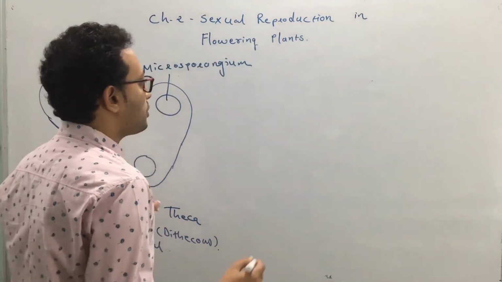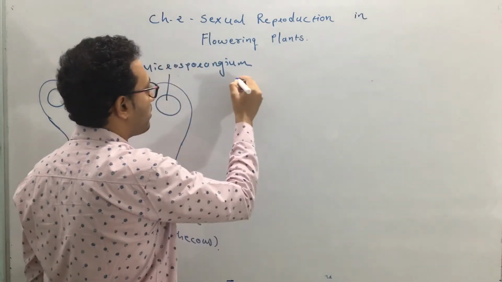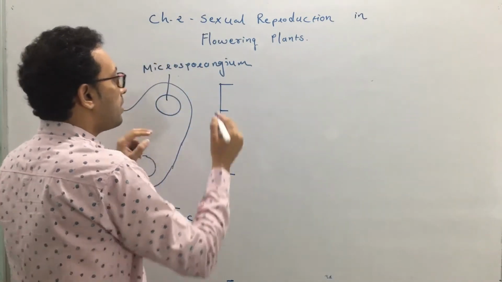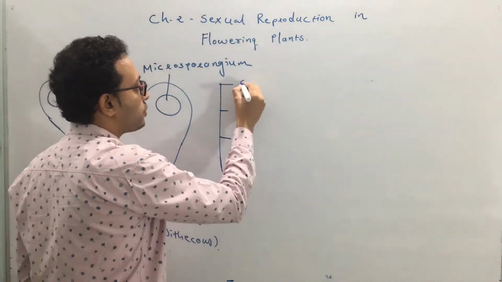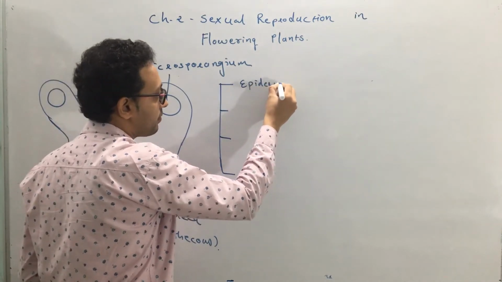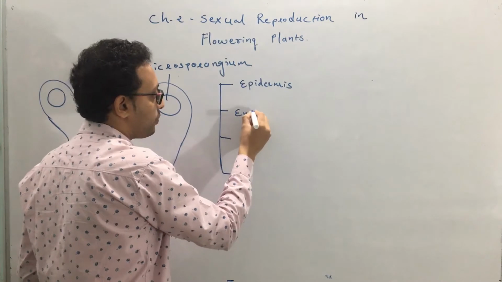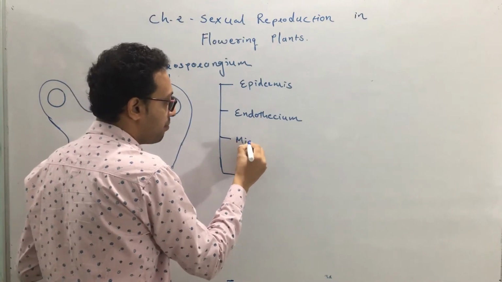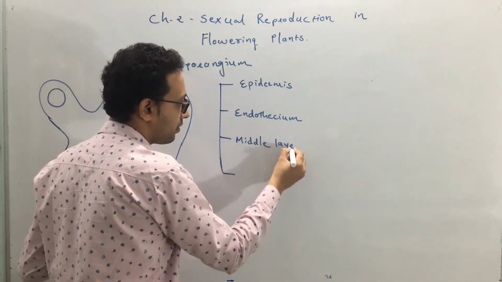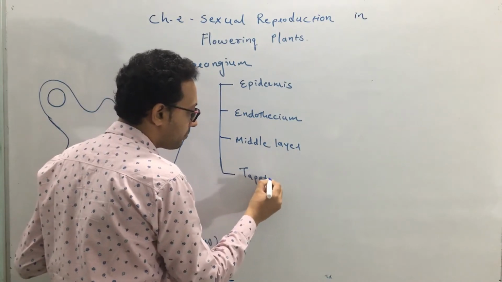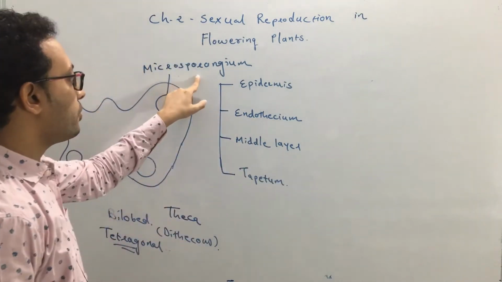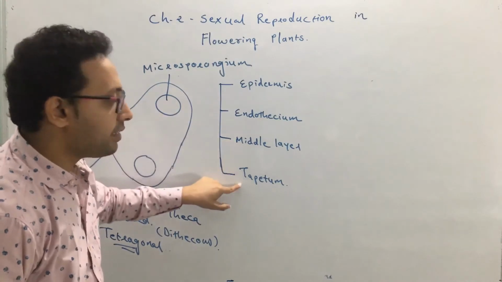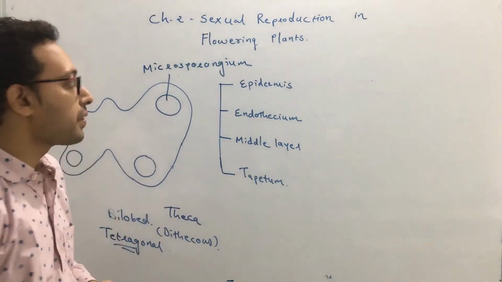So I will enlarge this part. This microsporangium contains 4 layers. Which are the 4 layers? The first layer of a microsporangium is called the epidermis. The second layer is called the endothecium. The third layer is called the middle layer, and the fourth layer is called the tapetum. So the microsporangium has 4 layers: epidermis, endothecium, middle layer and the tapetum.